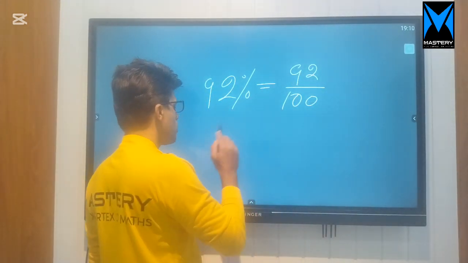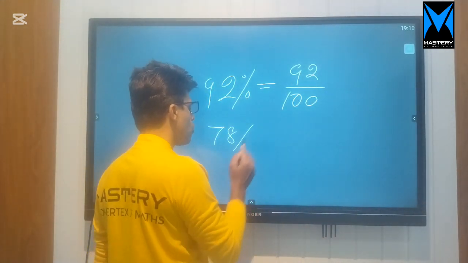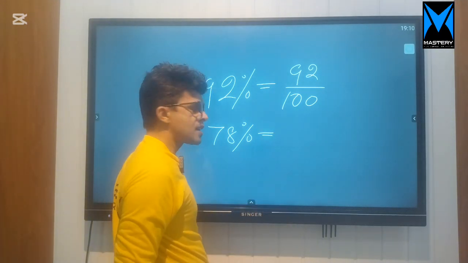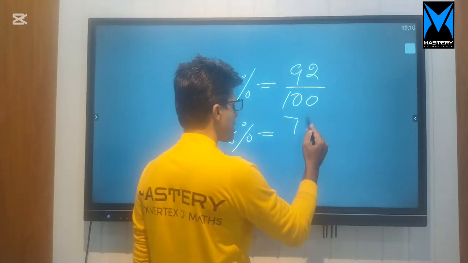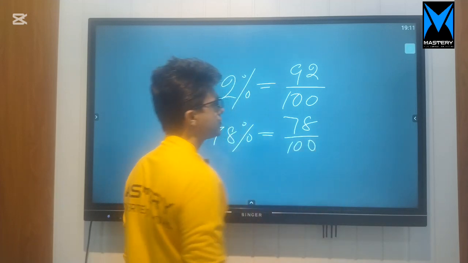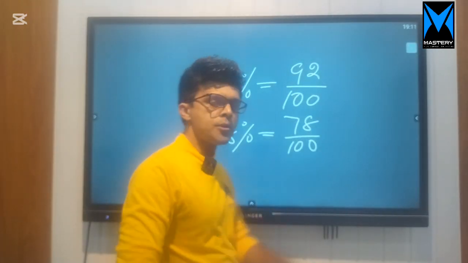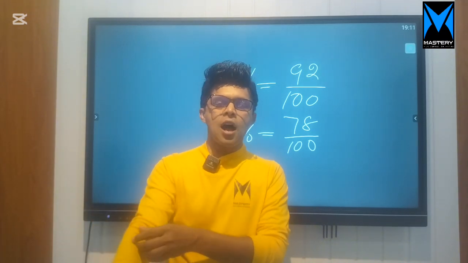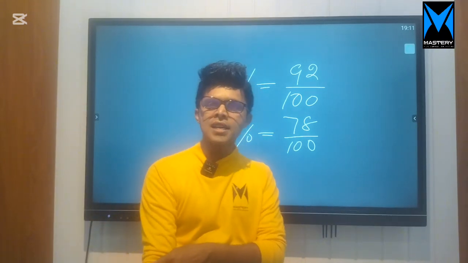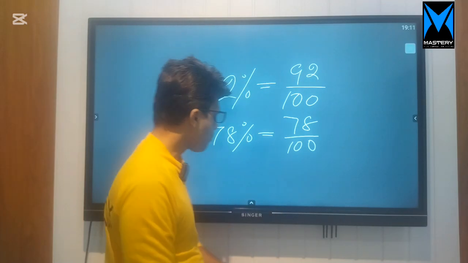out of 100. Imagine you have taken marks for science, that's 78. Let's just assume that. Then this can be written as 78 over 100. This means every time when you write a percentage, it's written with a denominator. You need to write 100 every time.